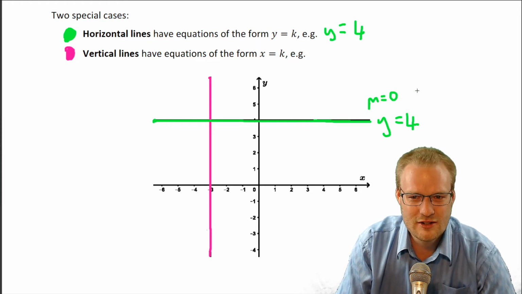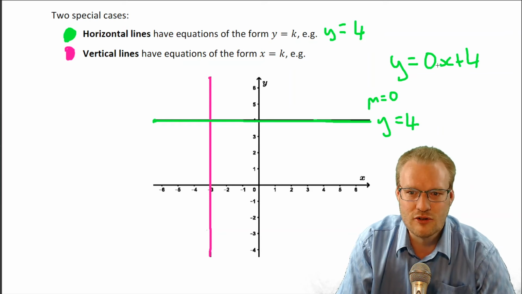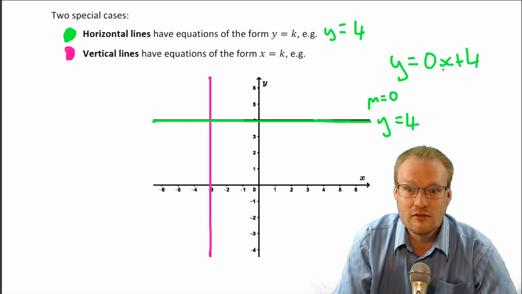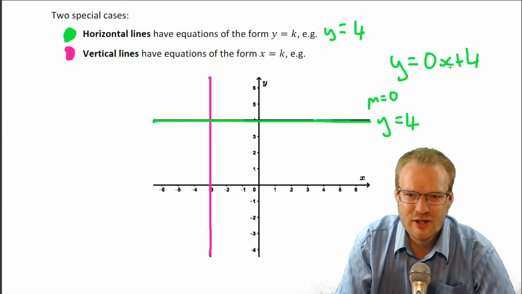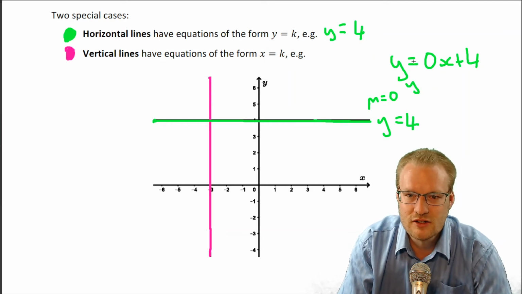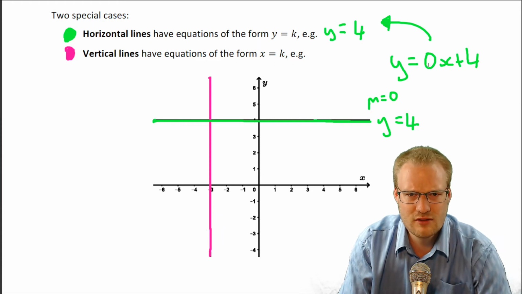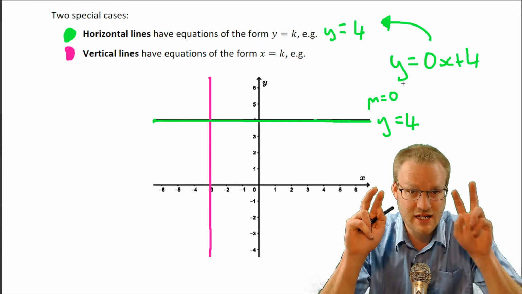So we could write it as y equals 4, but couldn't we write it in the standard form? y equals 0x plus 4. There's our gradient, 0. That's perfectly fine, but we simplify the 0x because 0 times anything is 0. So in other words, y equals 4. That's what it would look like in standard form.